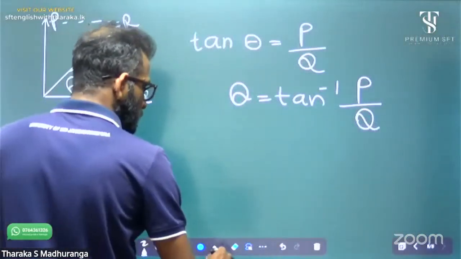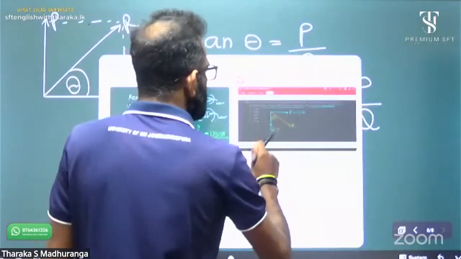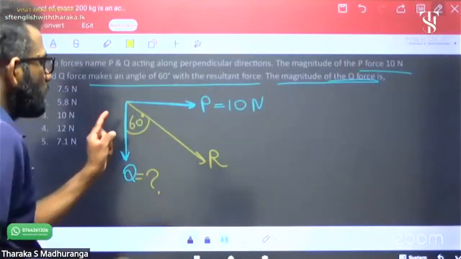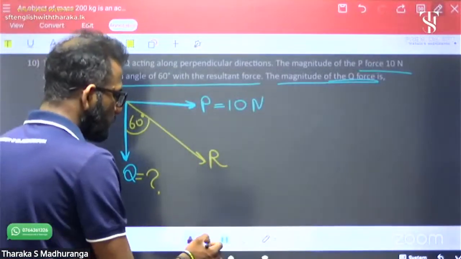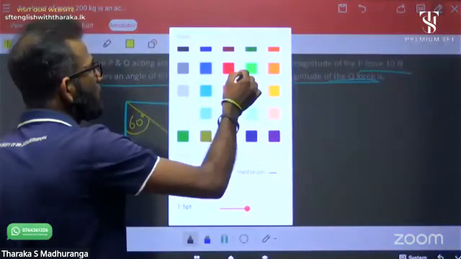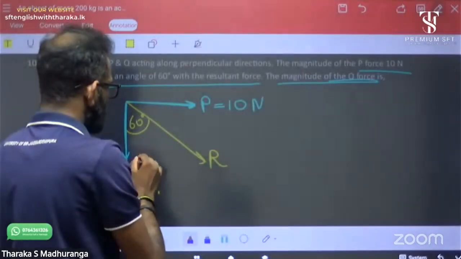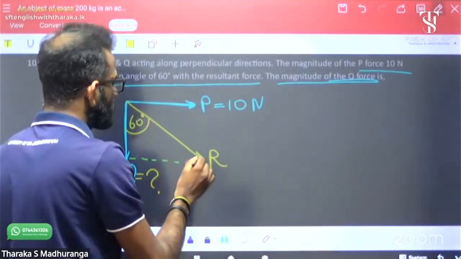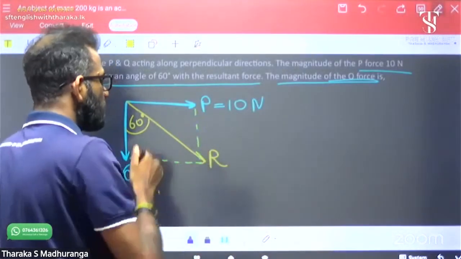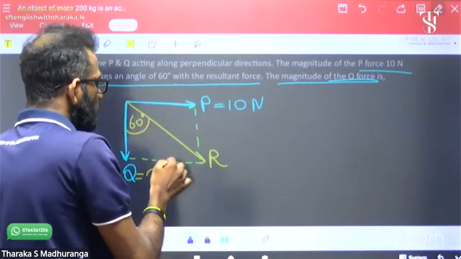Now the same method you can substitute into this method. Now I am going to complete this system as a rectangle. Now it is a rectangle.